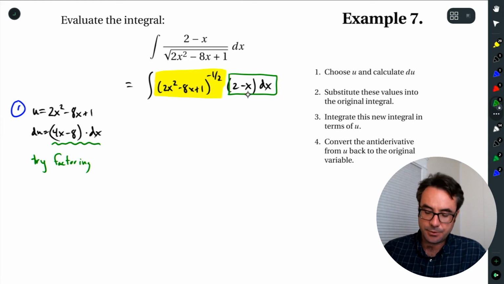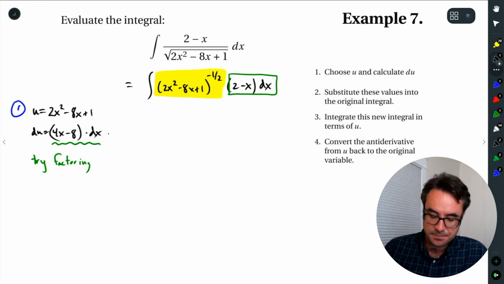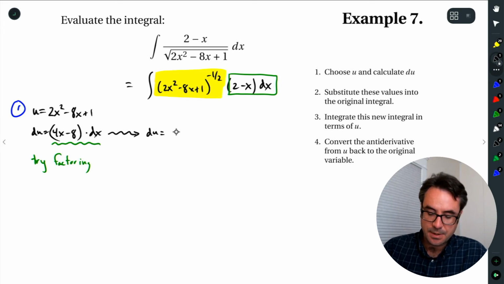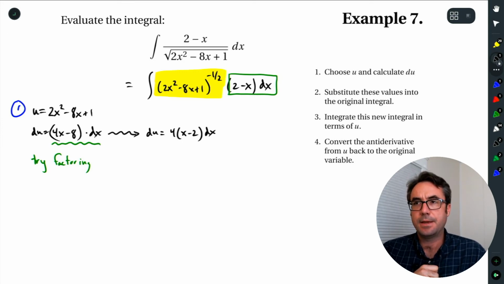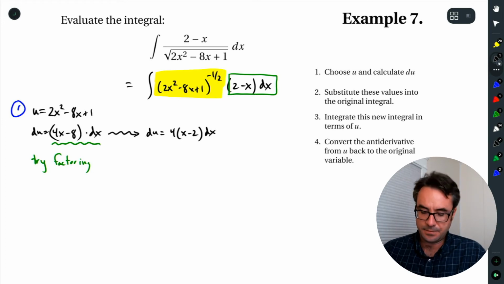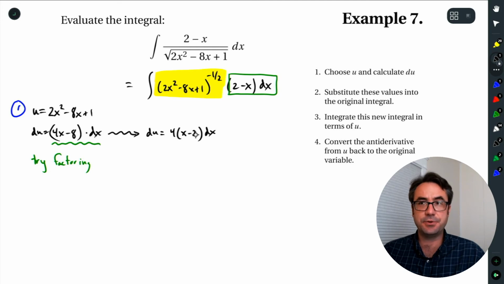So really what we're trying to do is see, is there a 2 minus x in here? So let's see what happens. If I factor, I can factor out a 4. There's a 4 here, and then there's a 4 in here. So I could factor out a 4. So I have 4 times x minus 2 dx. And that's looking better. Here I have a 2 minus x. Here I have an x minus 2. The only thing different is the order.